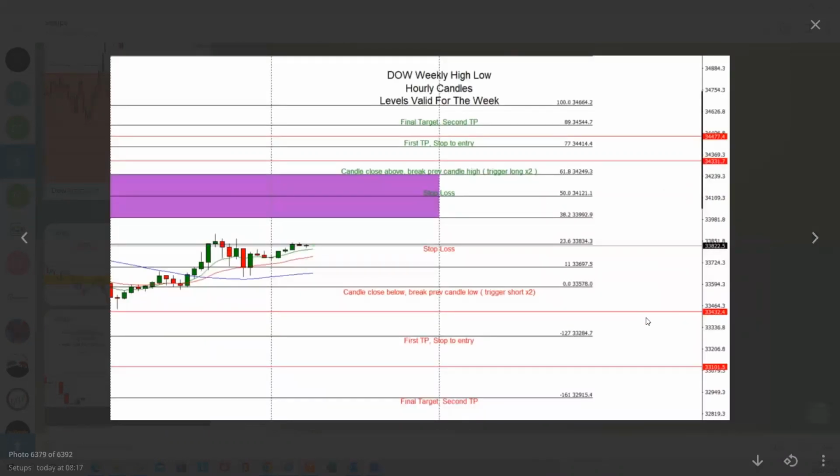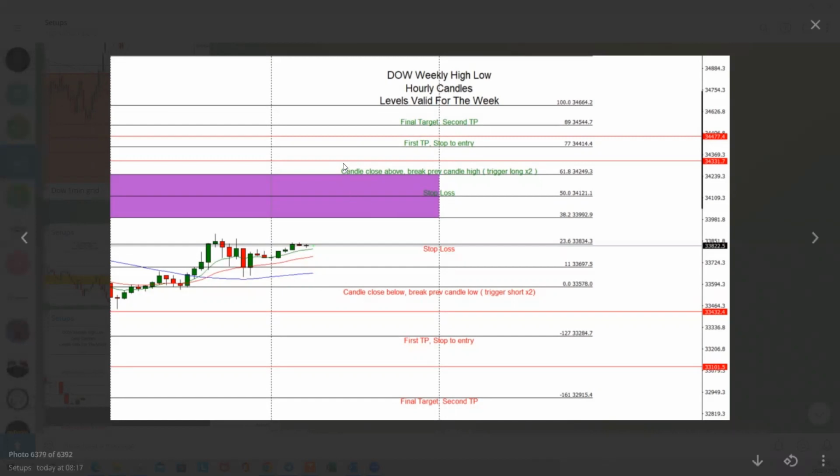On the Dow weekly high low, currently between levels of 11 and 23.6. If we look at the moving averages, 8 is above 21, above 50. That's indicating trend is up. So with that, we want a candle close above the 61.8, break previous candle high to aim for the 77 first TP, 89 second TP, and stop loss being at the 50.